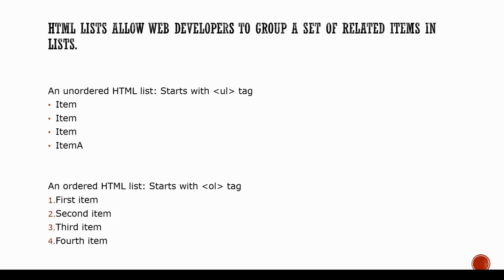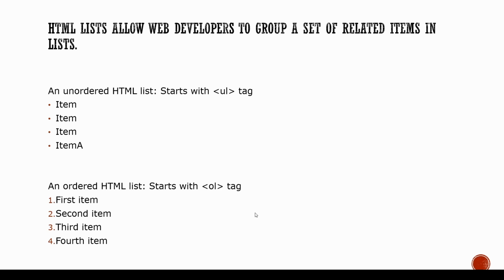An unordered list starts with the UL tag. Each list item starts with the LI tag. The list items will be marked with a bullet by default, like this. And an ordered list starts with OL tag, and each list item will start with LI tag. The list item will be marked with numbers by default, like this.